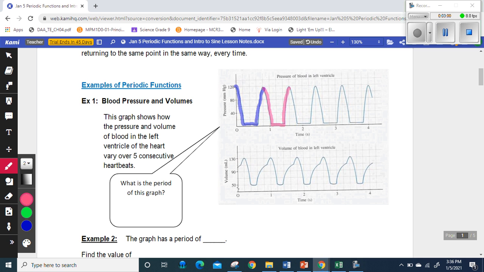Let's see, how long is this? It starts from 0 and it ends here. Oh boy, we've got to count our pieces here. 1, 2, 3, 4, 5 grid lines. Each one's 0.2, so 2, 4, 6, 8. So one cycle is going to be 0.8. The period is going to be 0.8 seconds because it's seconds on my graph.